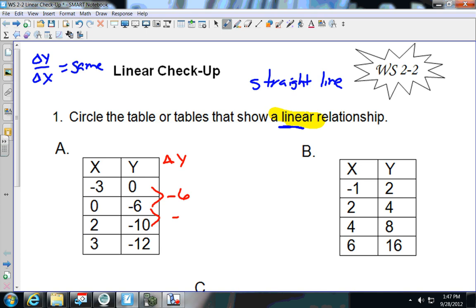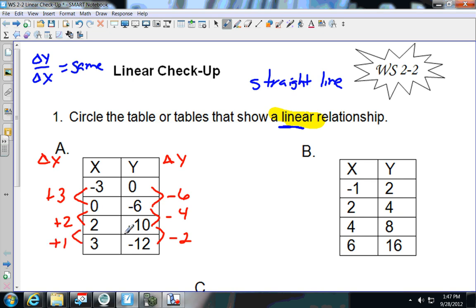This one is down 4. Oh, and that's not a 4. Let's try that again. So negative 4. And this one is negative 2. Delta x, I'm going from negative to positive, so I'm adding, I'm going up, plus 3, plus 2, plus 1.